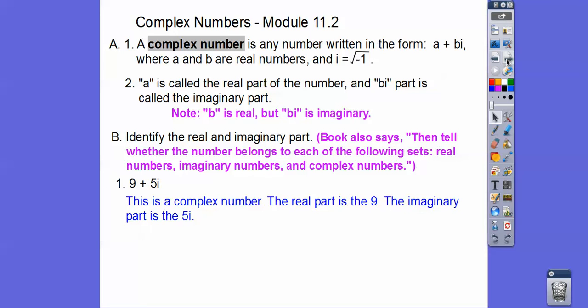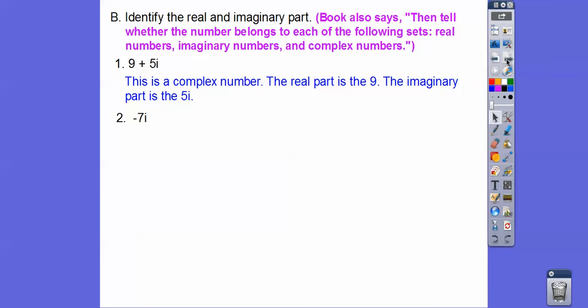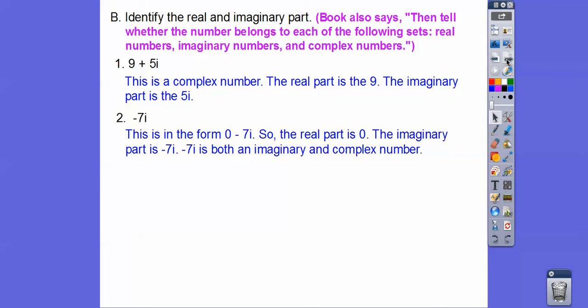The real part is that 9, the imaginary part is that 5i, and that's a complex number. It's not a real number because of the 5i right there. Let's slide that up. Here's number 2. Now this is kind of tricky, you guys. This is in the form of 0 minus 7i. So the real part is 0, and the imaginary part is 7i.